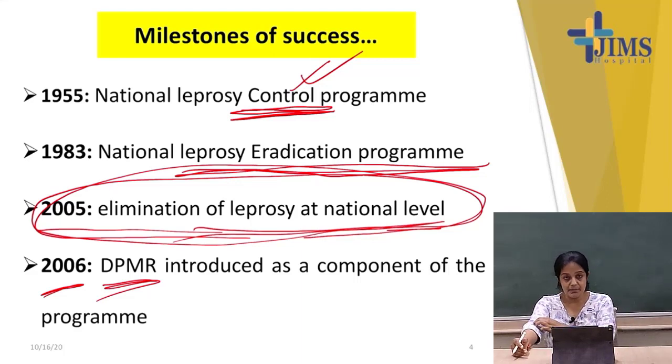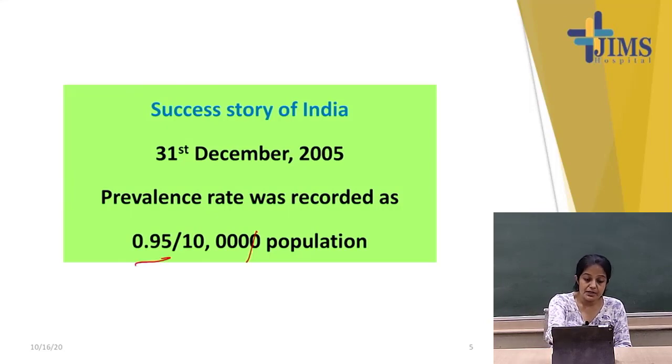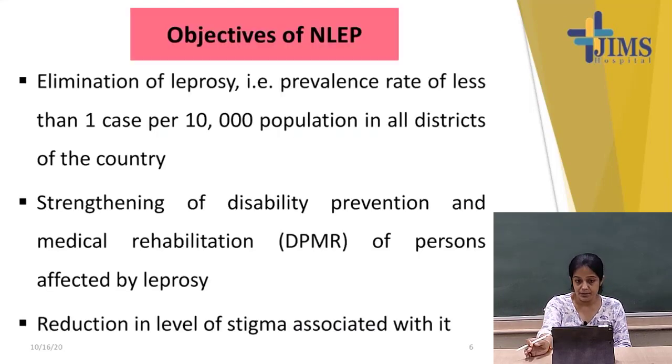Disability prevention and medical rehabilitation got introduced as a very important component of this program in 2006. On 31st December 2005, the prevalence rate was recorded as 0.95 per 10,000 population. For leprosy, one case per 10,000 population is considered a public health problem. When it is 0.95, it was considered to be no longer a public health problem.